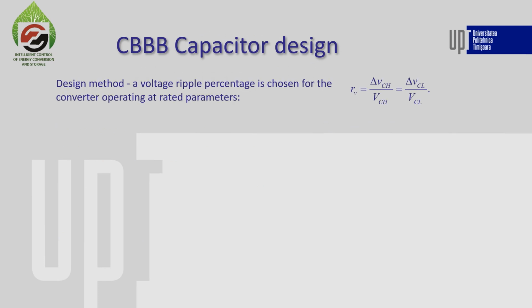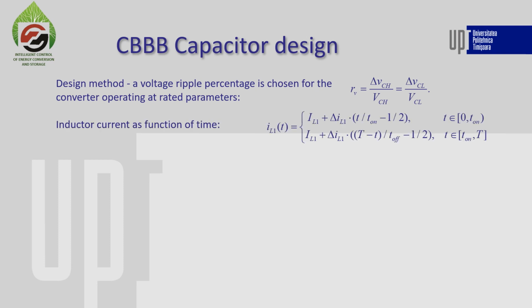Next, we proceed by designing the two capacitors, and here we consider a constant current load on each side. So we choose a constant voltage ripple percentage for all capacitors. This is the same ripple percentage for all capacitors.